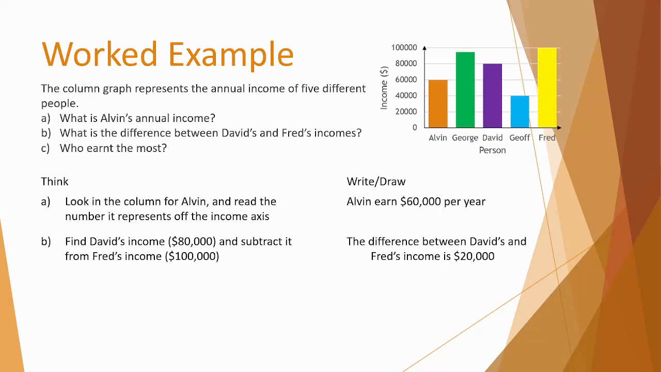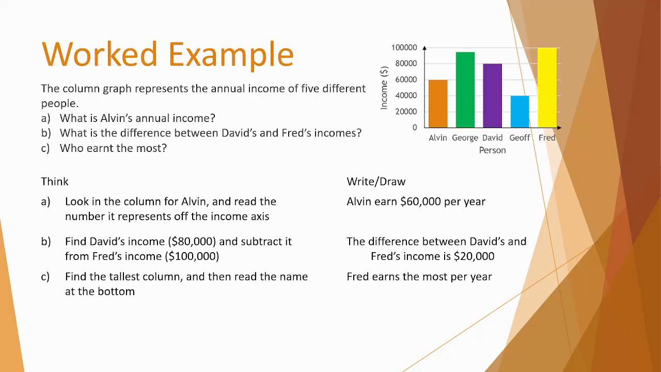And the last question is who earned the most? So I'm going to find the tallest column and then read the name at the bottom of that column. So I can see out of the 5 columns, the very last yellow column is the tallest at $100,000. And we already know that that's Fred's income. So I will write down that Fred earns the most per year.